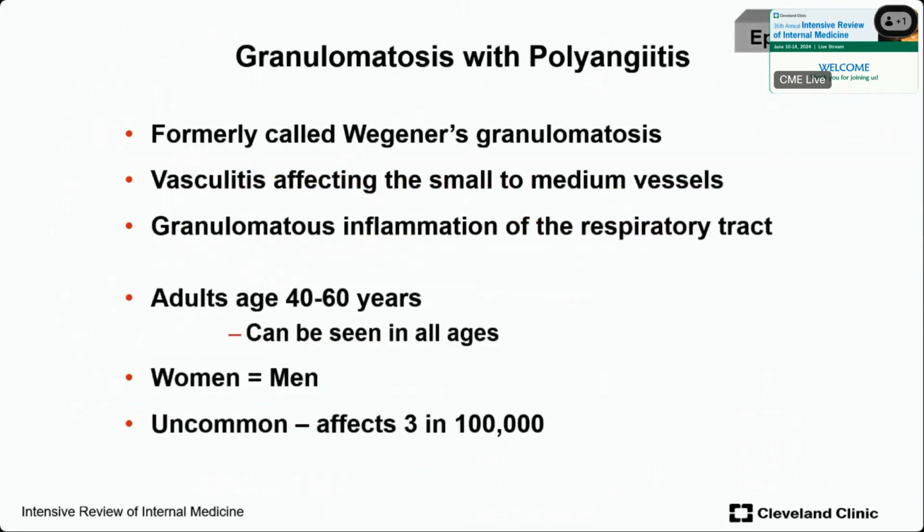Granulomatosis with polyangiitis, formerly called Wegener's granulomatosis, is a vasculitis affecting the small to medium-sized vessels associated with granulomatous inflammation of the respiratory tract. This typically affects adults between the ages of 40 to 60, but it can be seen at all ages. It occurs equally between women and men and affects about 3 out of 100,000 people.